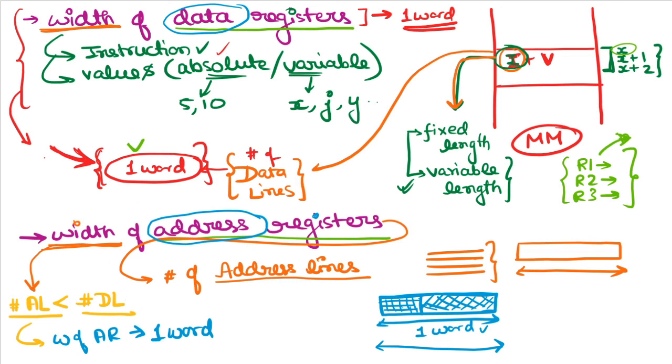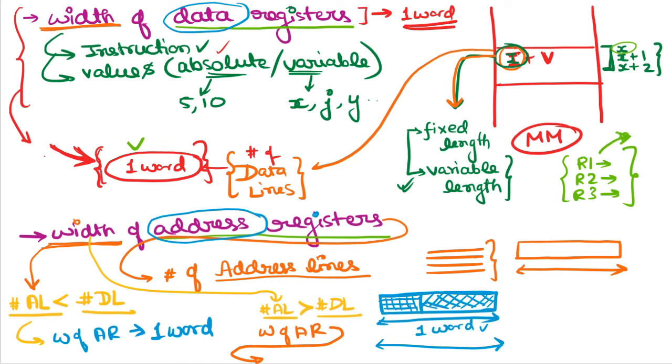But if the number of address lines is greater than the number of data lines, we can't do anything, because we need more bits in order to represent an address. In that case, the width of address register is the same. What?